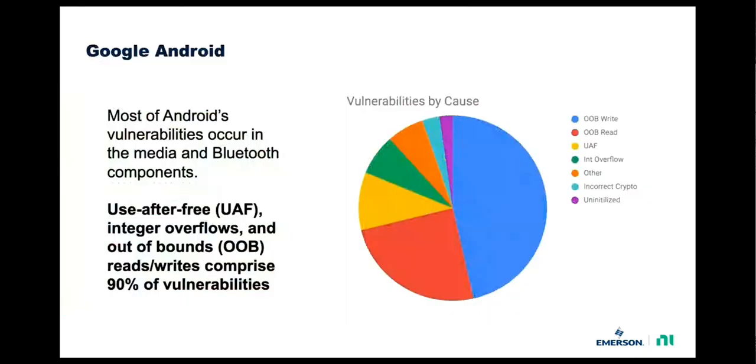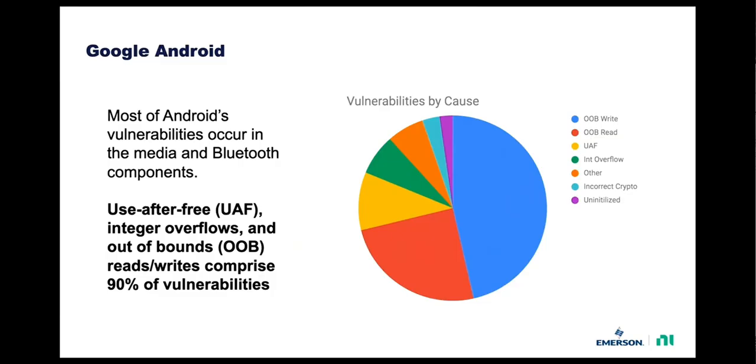Not to be outdone, Google also did a similar study of the Android operating system. And what they found was a couple of things. One is that most of Android's vulnerabilities occurred in two components, the media and the Bluetooth component. But of those, 90% of the vulnerabilities they found were related to memory issues as well.